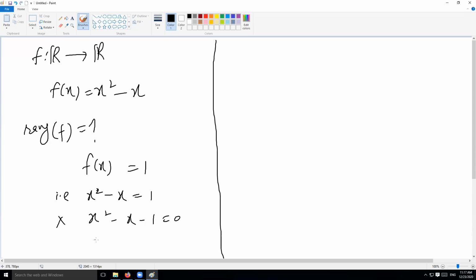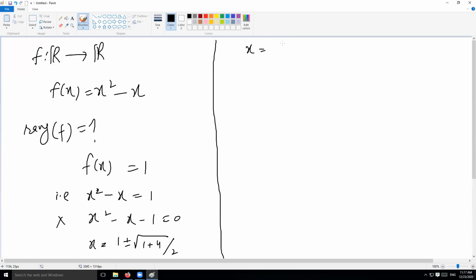We can solve this if we want to, let's see what it would be. So x equals 1 plus or minus the square root of b squared, that is 1, minus 4ac, that is plus 4, divided by 2, right? So you have an x actually. In fact, you have x.